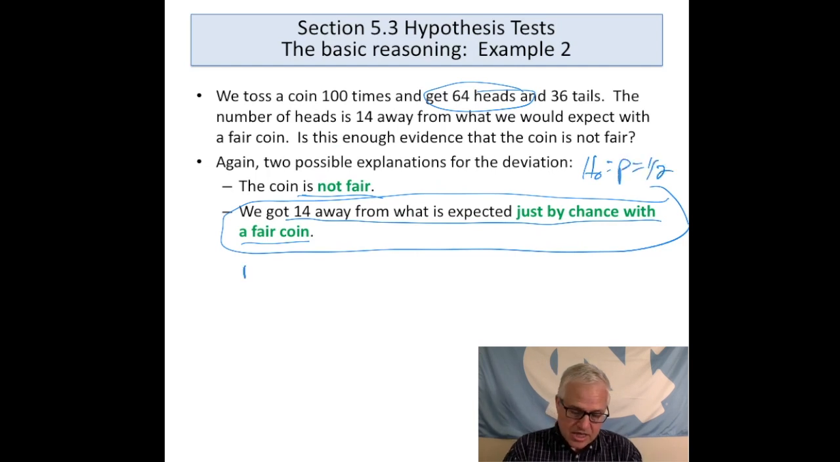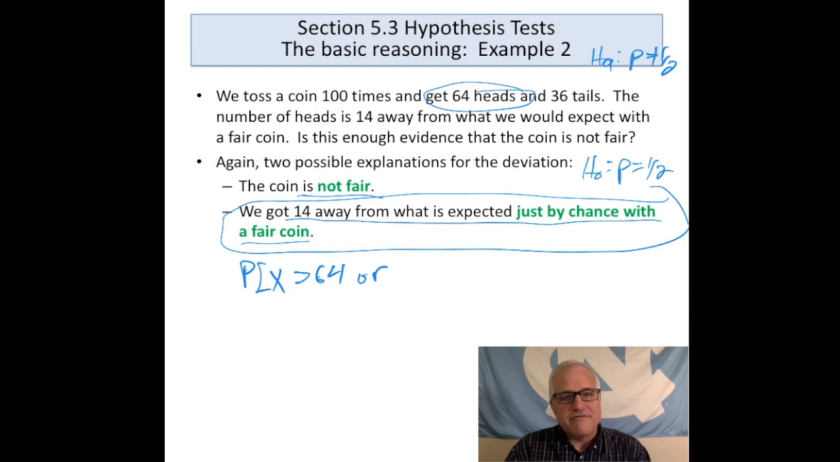Okay, so in this case, we're looking for the probability that the number of heads, let's call that X, is either greater than 64, or, since the alternative hypothesis is P not equal to 1/2, I'm just interested in the fact that I'm at least 14 away from what I expect, okay? So that's the probability that X is greater than 64, or X is less than 36.